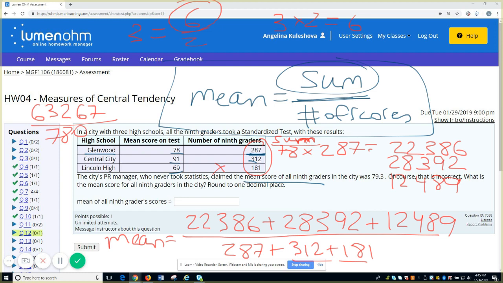Okay. All right. And now we can actually figure out the mean across all three high schools. So now I'm going to perform this. 63,267 divided by 780 gives me the mean of 81.11. Okay, so it's round to one decimal place. So that means I'm going to get rid of my 1 here. So 81.1 would be the correct answer.